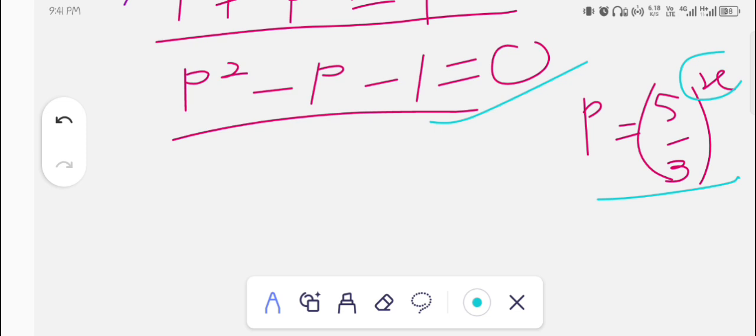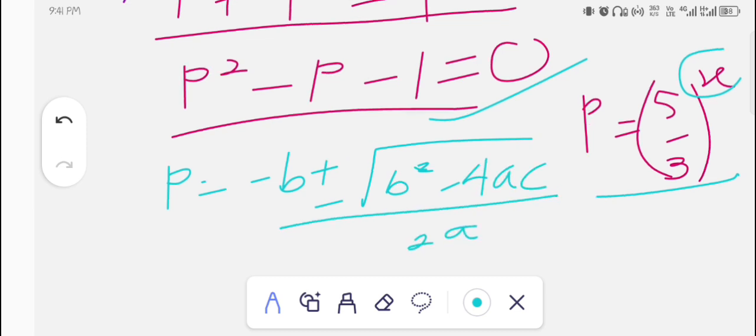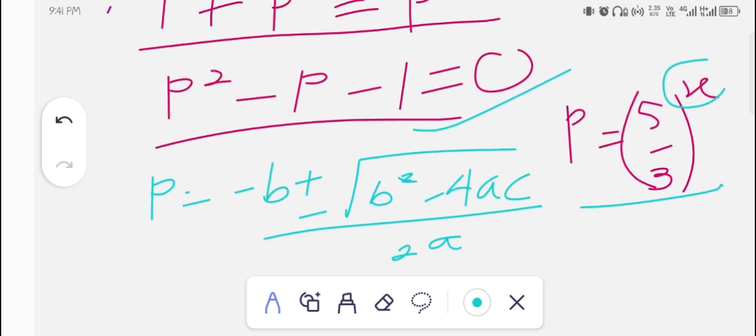Since this is quadratic, we shall be using p equal to minus b plus or minus the root of b squared minus 4ac, all upon 2a. Very good. So what is the value of b? b is the coefficient of p here, which is minus 1, and a is the coefficient of p squared here, which is 1. What is the value of c? We have minus 1.